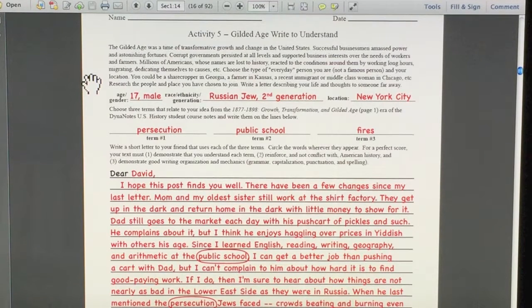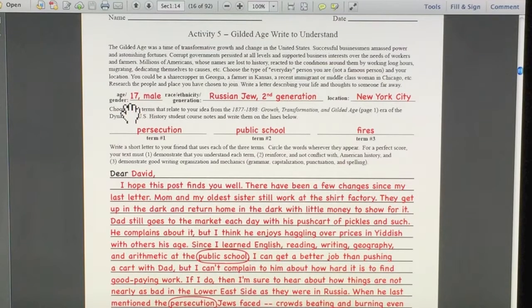Choose the type of everyday person you are, not a famous person, and your location. You could be a sharecropper in Georgia, a farmer in Kansas, a recent immigrant or middle-class woman in Chicago, etc. Research the people and place you have chosen to join. Write a letter describing your life and thoughts to someone far away.